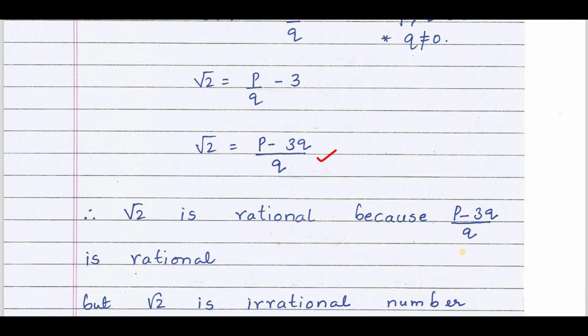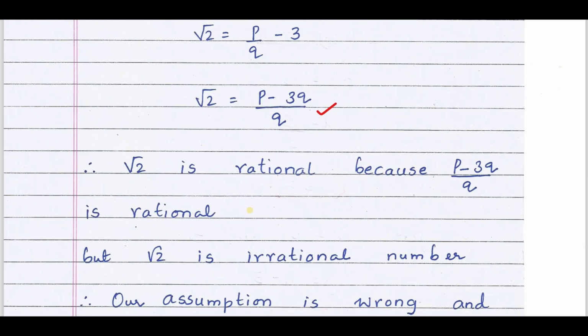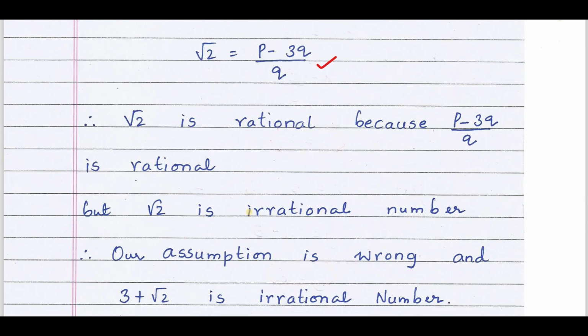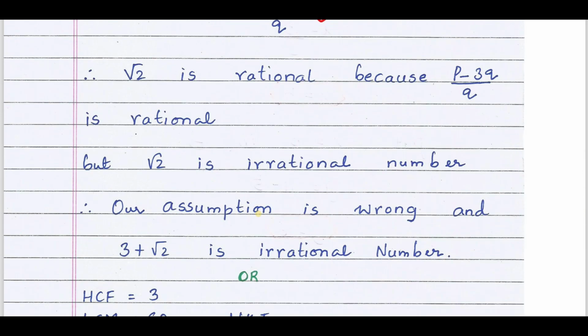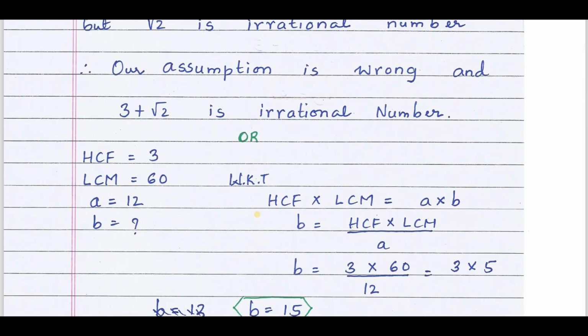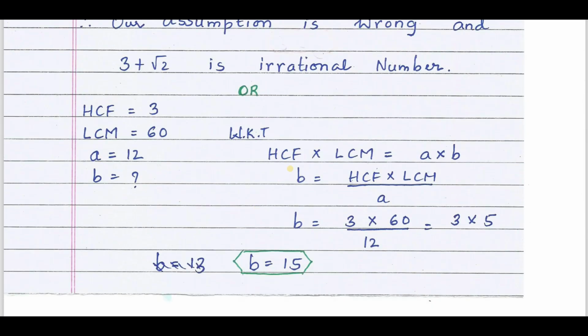Therefore, root 2 is rational because (p minus 3q) by q is rational, but root 2 is an irrational number, right? Therefore, our assumption is wrong, and 3 plus root 2 is an irrational number. We know the relation. Next question: HCF into LCM equals product of the two numbers, A into B. We need to find out the other number. Substituting the values, we get B equals 15.